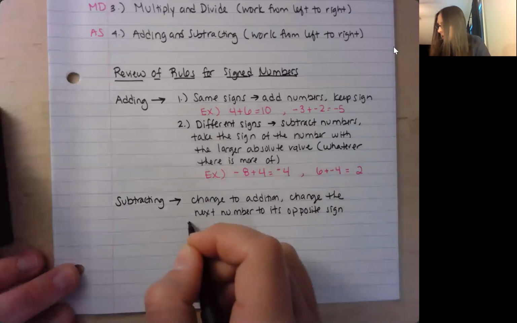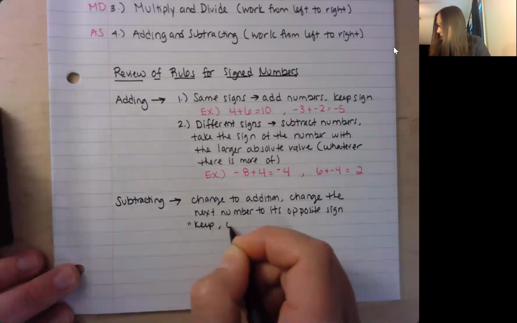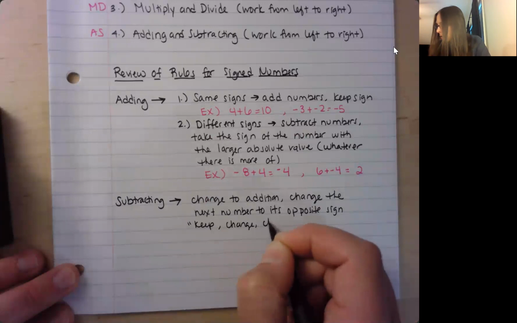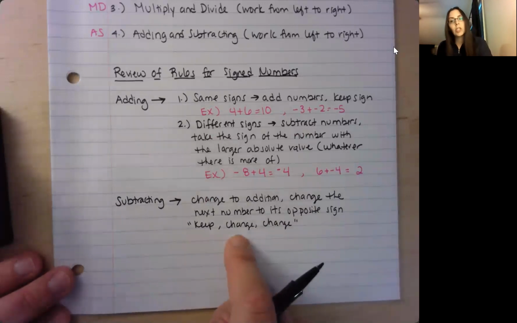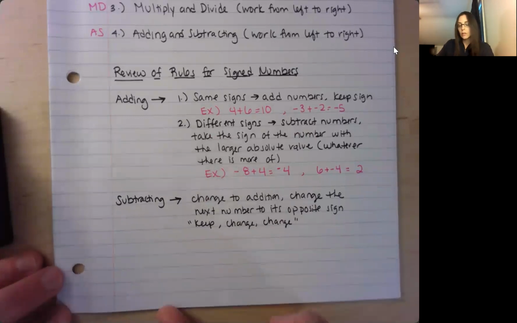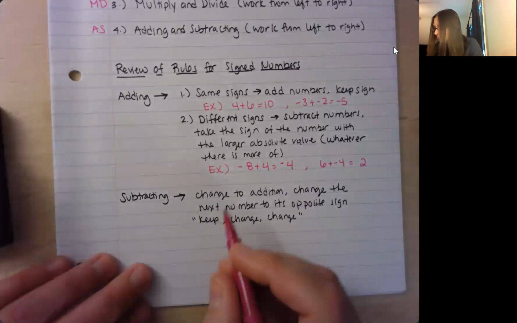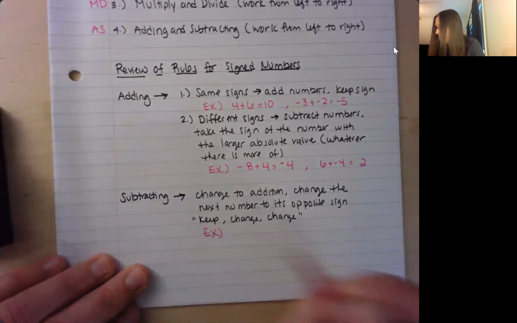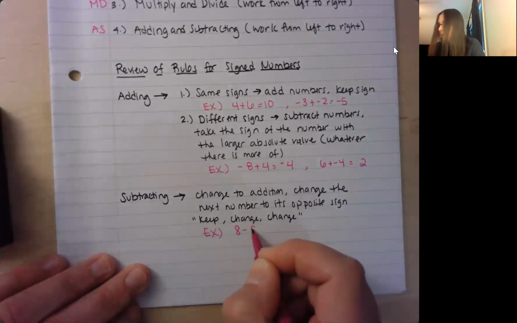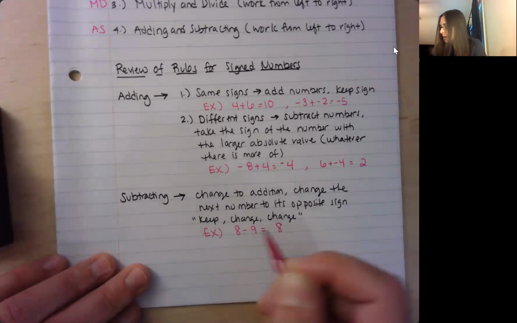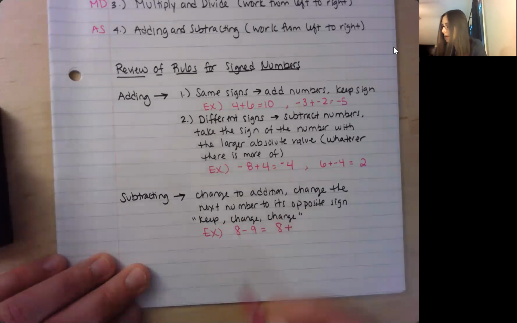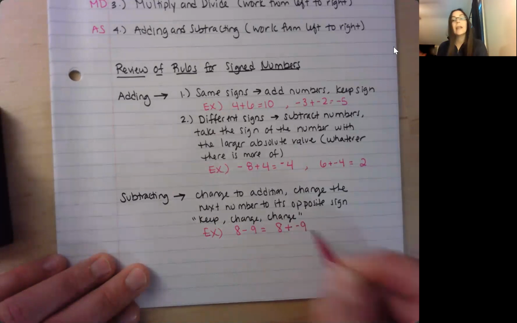So another way to remember this is keep, change, change. You keep the first number the same, change it to addition, and change the next number to the other sign. So for example here, if I have 8 minus 9, I'm going to keep the first number the same, change my minus sign to addition, and that +9 becomes negative. And now you just use your regular adding rules. So we get -1 here.